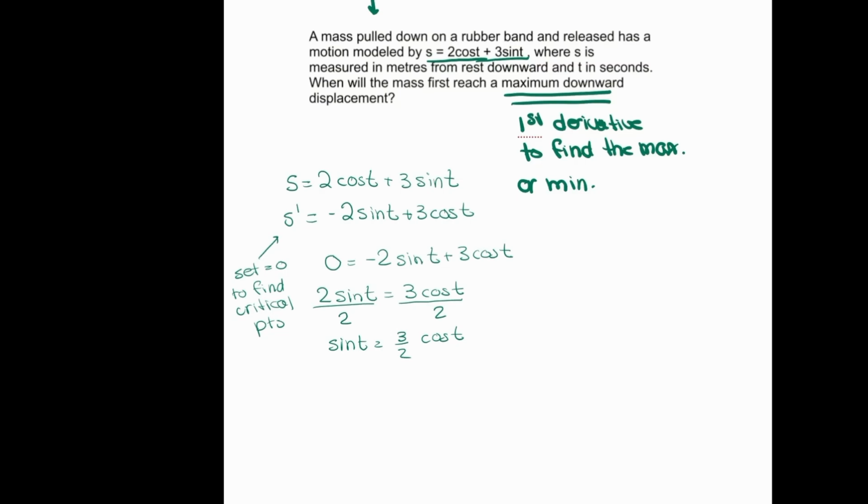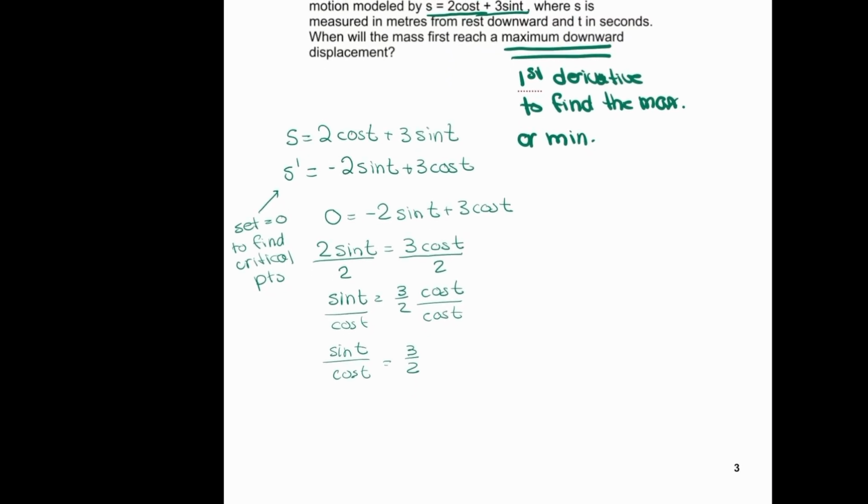Now I want to get rid of this cosine over here, so I'm going to divide by cosine. Now I have sine t over cosine t equal to 3 over 2. Now we're getting somewhere because we know that sine over cosine is equal to tan. So tan of t is equal to 3 over 2. If I want to know what t is, I'm going to use the inverse of tan. So t will be equal to the inverse tan of 3 over 2, and that's going to give me a value approximately equal to 0.98.